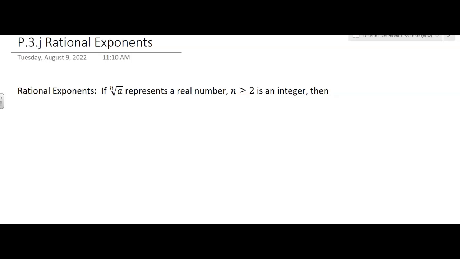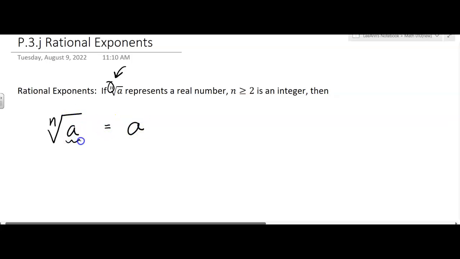Okay, so now we're going to talk about rational exponents, which is really just another way to write what we've been working with. So you'll see this expression right here where there's an nth root. When you have the nth root of something, you could rewrite that as whatever's the radicand to the exponent of 1 over n. Okay, so let's say you have the square root of 5. You could write that as 5 to the 1/2.